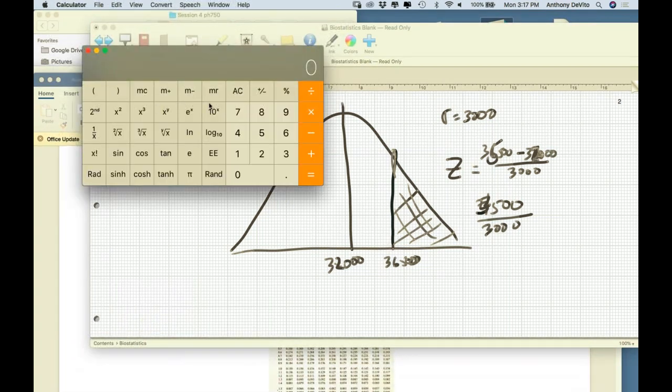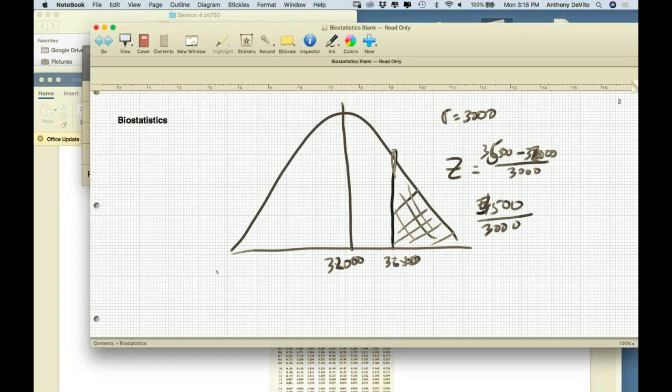You guys realize what I did there, right? 32,000 is the mean, and the number we're looking for is 35,500. What's the probability that a teacher would be making more than 35,500? So that's the difference: X minus the mean. It's on the right side, so it's a positive number, 3,500 over 3,000. So it's a little bit more than one standard deviation.